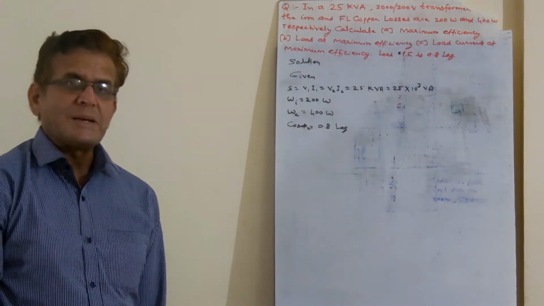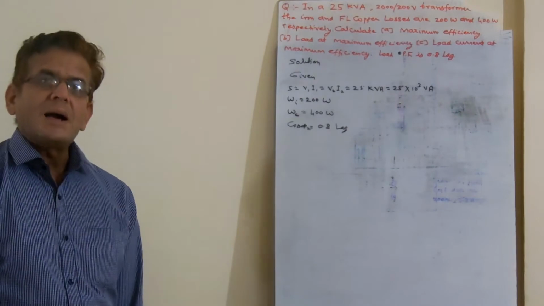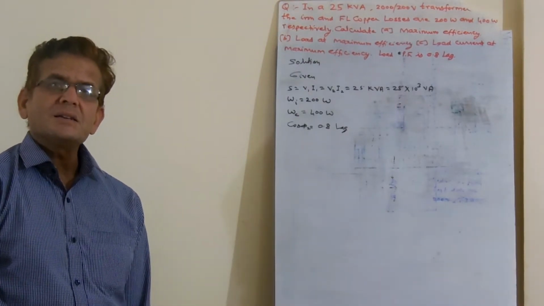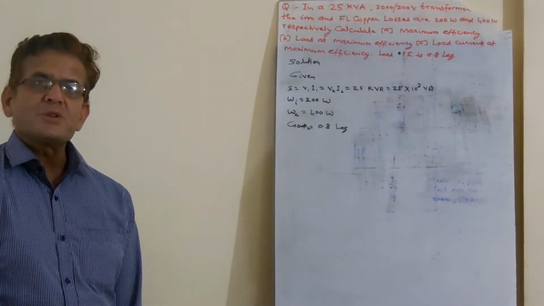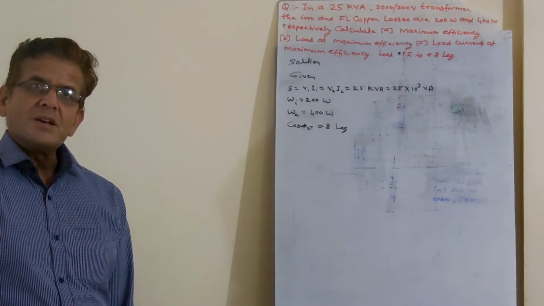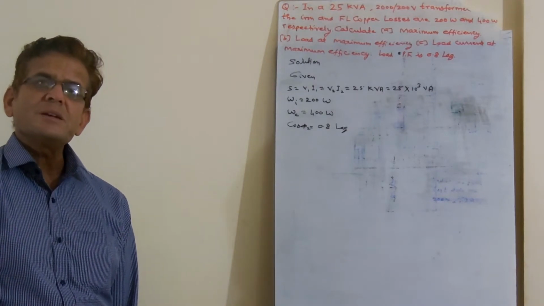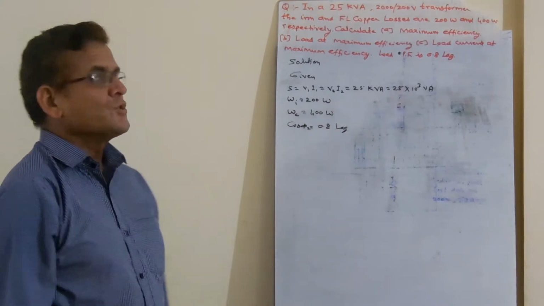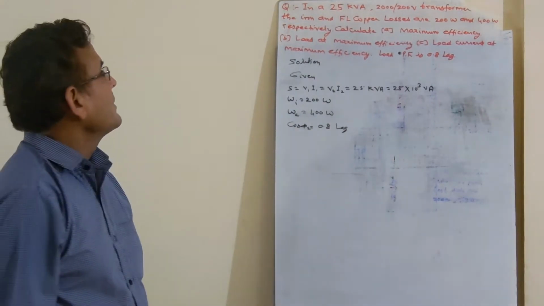We know the condition for maximum efficiency is copper loss should be equal to iron loss. Under this condition, the efficiency of the transformer will be maximum. Below this load, efficiency will be lower, and above this load, again efficiency will be low. And for this particular value of load, efficiency of the transformer will be maximum.